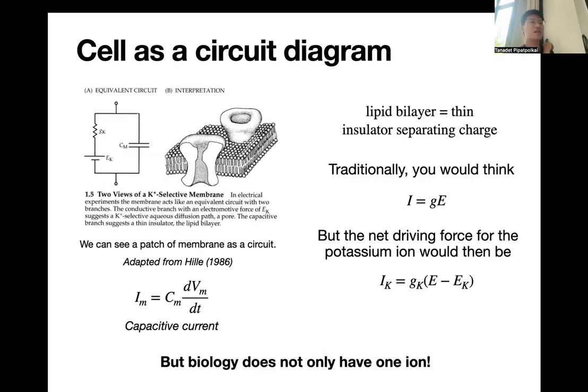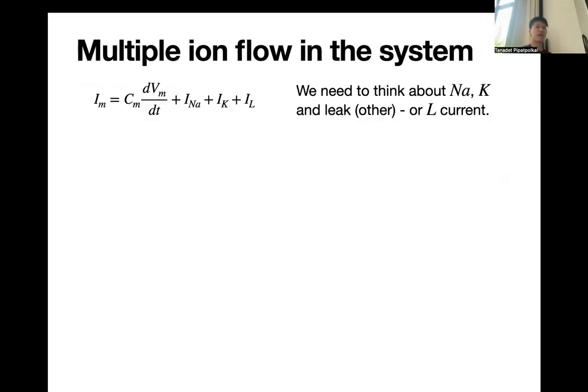Again, biology is not about one ion. Biology is a system with many ions. And that's why we have this system here, which was developed by Hodgkin and Huxley, who got a Nobel Prize in 1952. And this is the total ionic current, so IM, the current, equals the capacitive current plus the current from the sodium, the current from the potassium, and the leak current, so the IL.